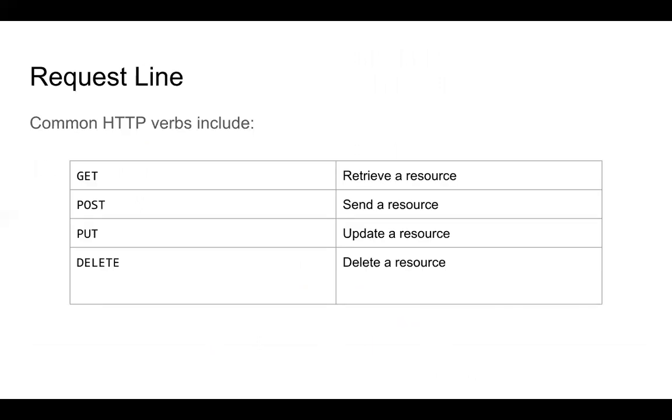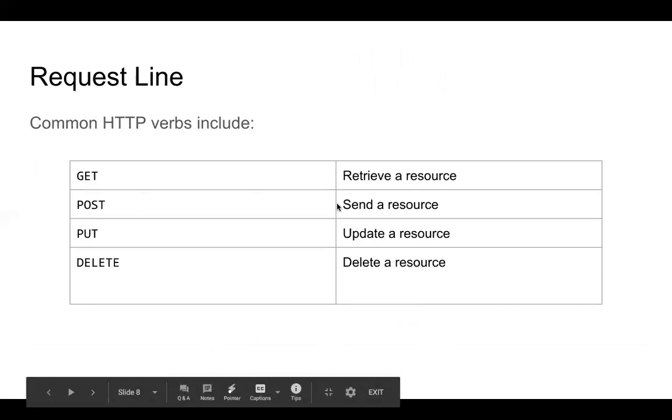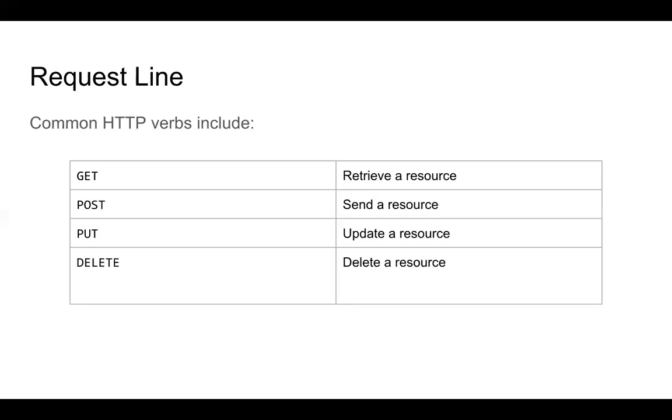The most common HTTP verbs include GET, which is when you want to retrieve a resource. POST, when you want to send a resource, so when you're creating something new and want it to be saved on the server side. PUT is typically used for updating a resource. And DELETE is used for deleting a resource.